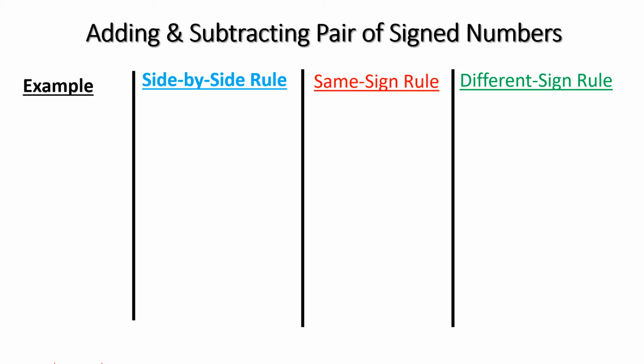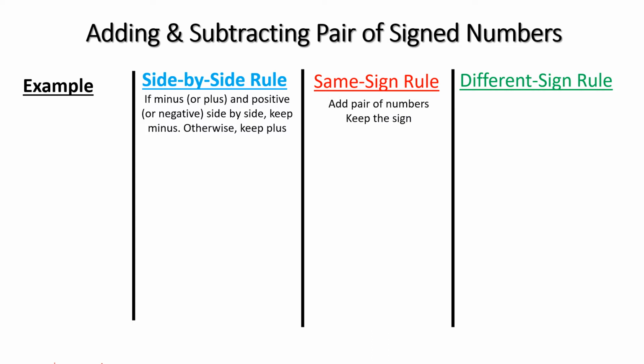Let's take example number one. Before this example, I'm just going to remind you again what the side by side rule is. If there is a minus or plus and positive or negative side by side, you keep minus. Otherwise, you keep plus. Okay, the same sign rule: if you have a pair of numbers and this pair of numbers have the same sign, you add the numbers and keep the sign.